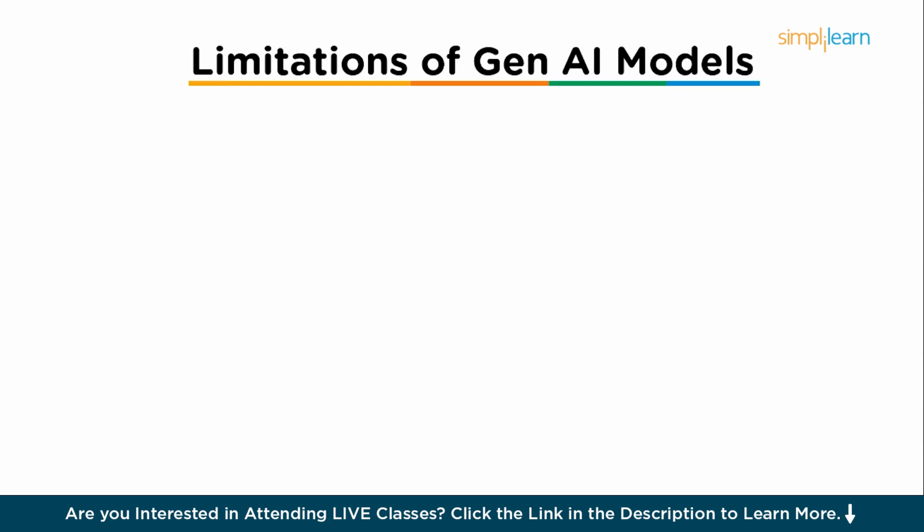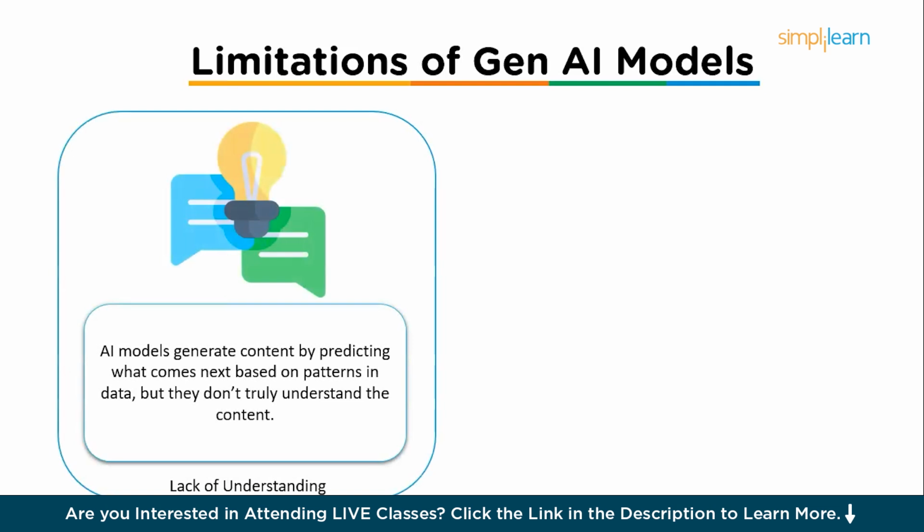So the first one is lack of understanding. AI models generate content by predicting what comes next based on patterns in data, but they don't truly understand the content. For example, when an AI creates an article or code, it doesn't know what it's writing. It's just mixing patterns based on past data.